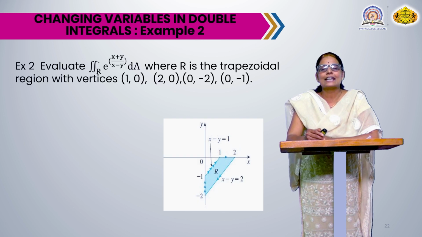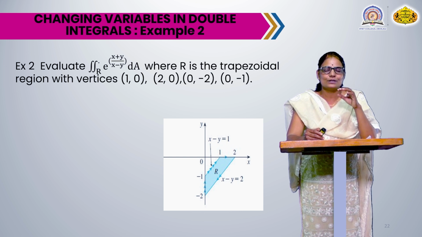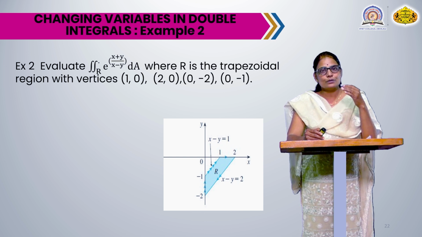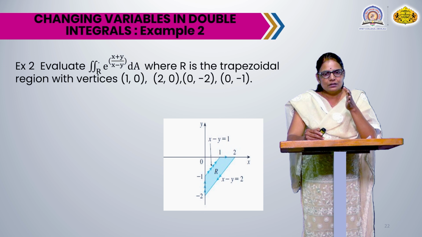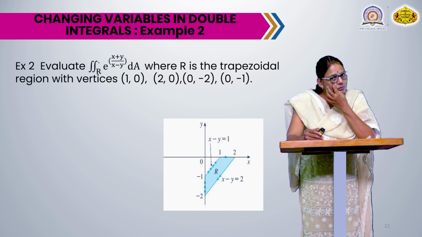This is our second problem. Evaluate the double integration of e raised to (x plus y) upon (x minus y) dA over R, where R is a trapezoidal region with the vertices (1, 0), (2, 0), (0, minus 2), (0, minus 1). Okay, now suppose we directly want to evaluate this integration, then just see what happens. I think it is not so easy to evaluate it. So in this case, try to use the substitution method.